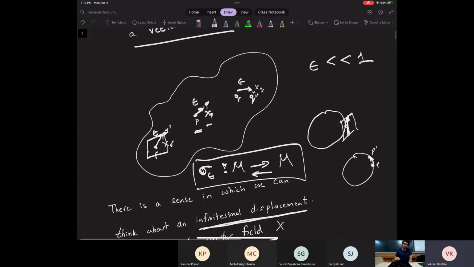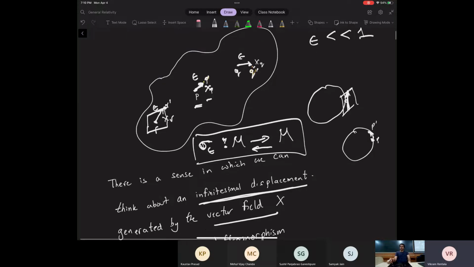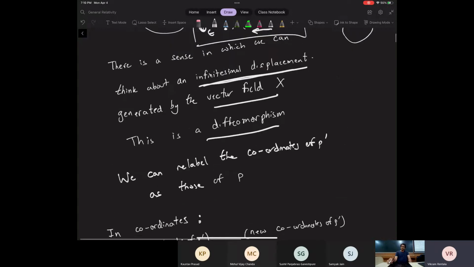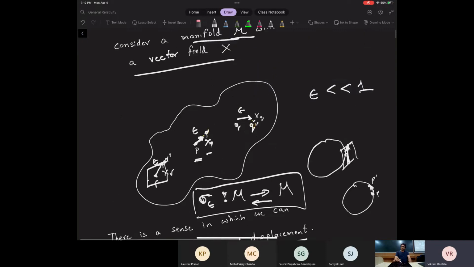Okay, so now let's imagine that you've generated this flow, or if you had generated this flow, the point P would have been moved to the point P prime under this transformation. This is just telling us where you would have moved to under an epsilon flow. Now what we can do is relabel the coordinates of P prime, and similarly the coordinates of Q prime and the coordinates of R prime.